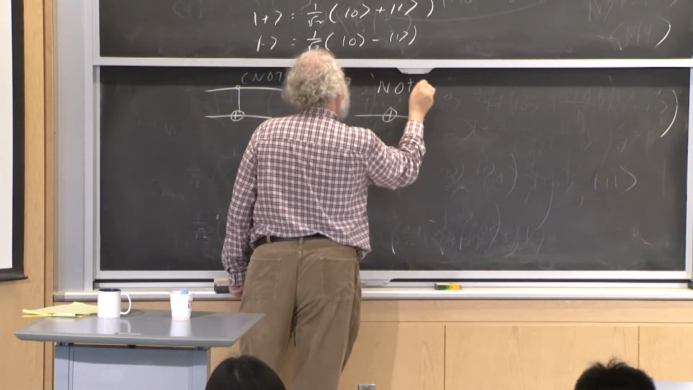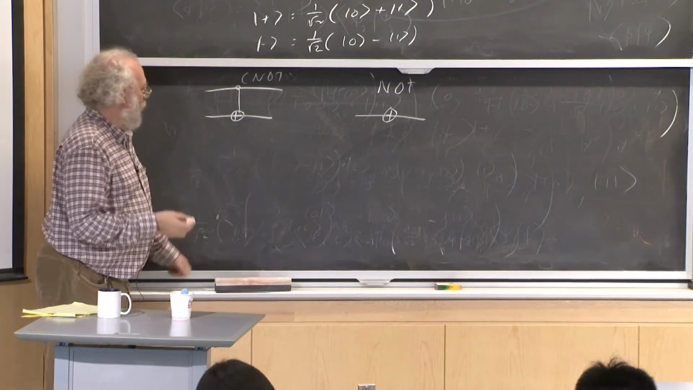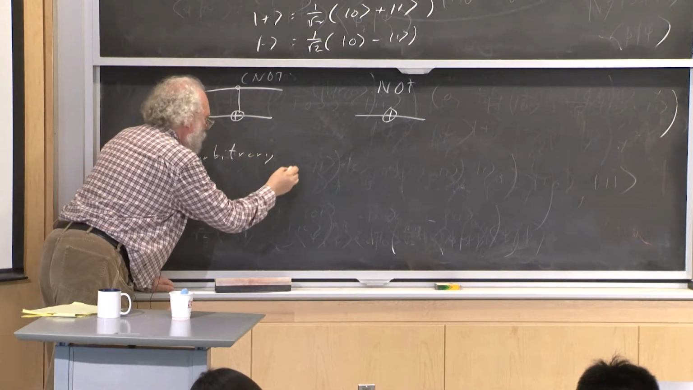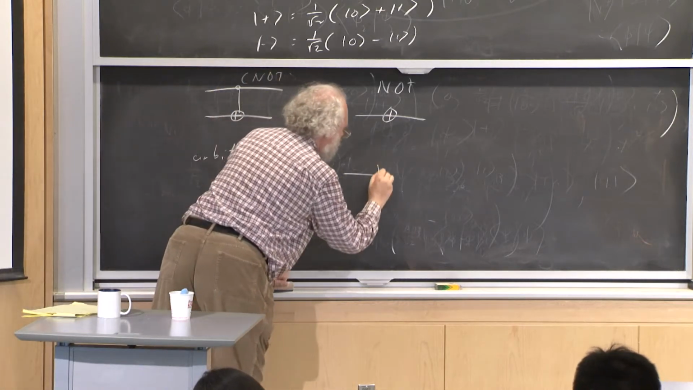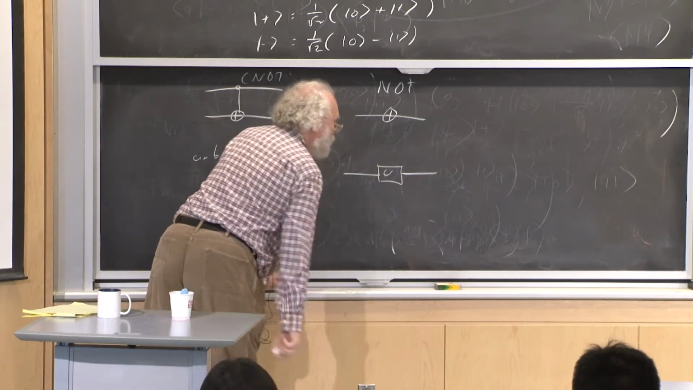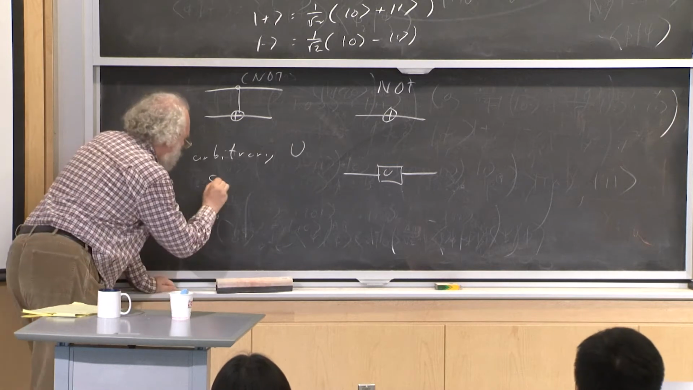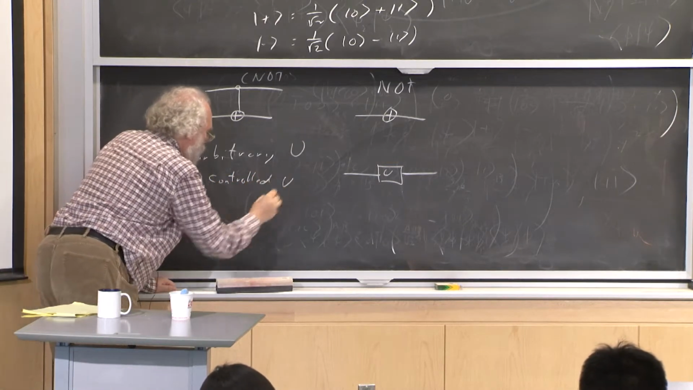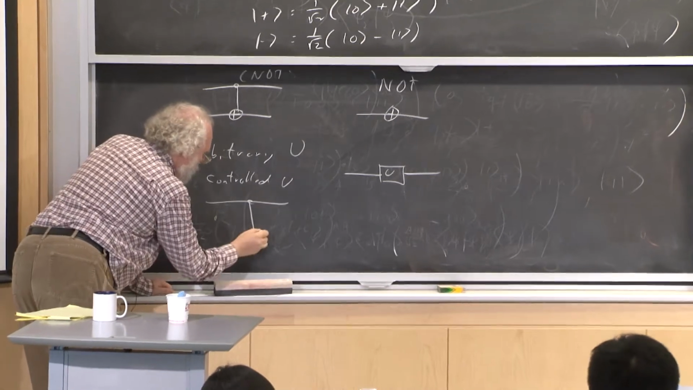Not. And in fact, if you have an arbitrary unitary, you can draw it like this. And a controlled U would be drawn like that.